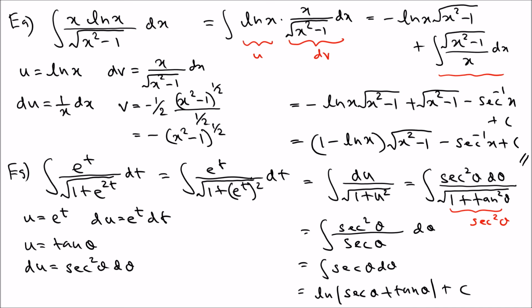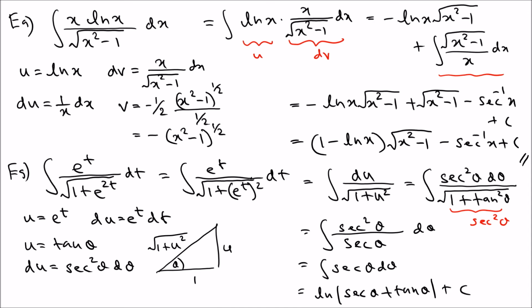So we can draw a triangle. If you draw the triangle, you're going to get theta, with u opposite, 1 adjacent, and the hypotenuse is the square root of 1 plus u squared. And then we can find the two. So finally we get the answer. You can see tan theta is u, and secant theta is the square root of 1 plus u squared.